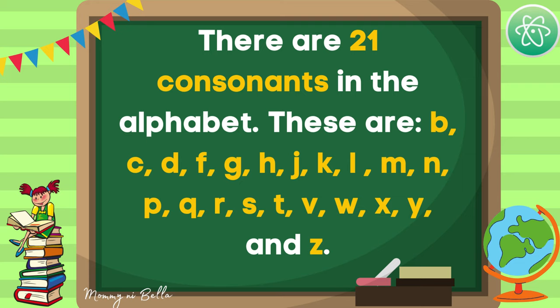There are 21 consonants in the alphabet. These are B, C, D, F, G, H, J, K, L, M, N, P, Q, R, S, T, V, W, X, Y, and Z.